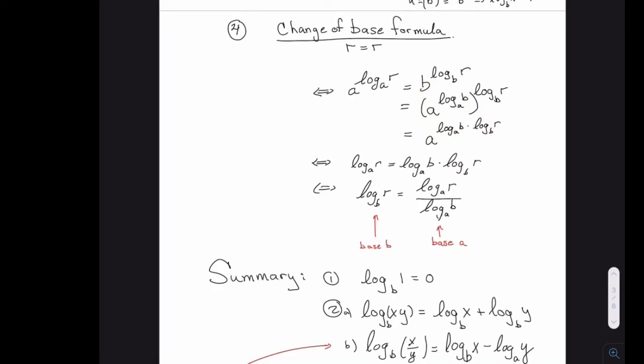So putting these two together, that equality right there, we get this. And so dividing both sides by log base a of b, we get this expression. Notice that the right-hand side has two logs, both of base a, and the left-hand side has a base b. That's why it's a change of base formula. We'll do an example below.